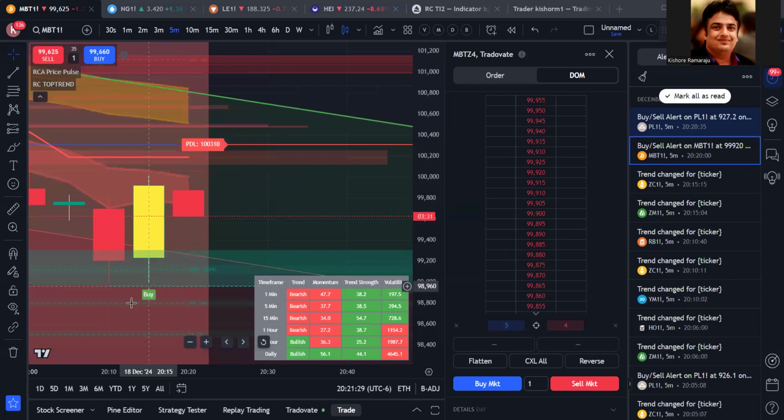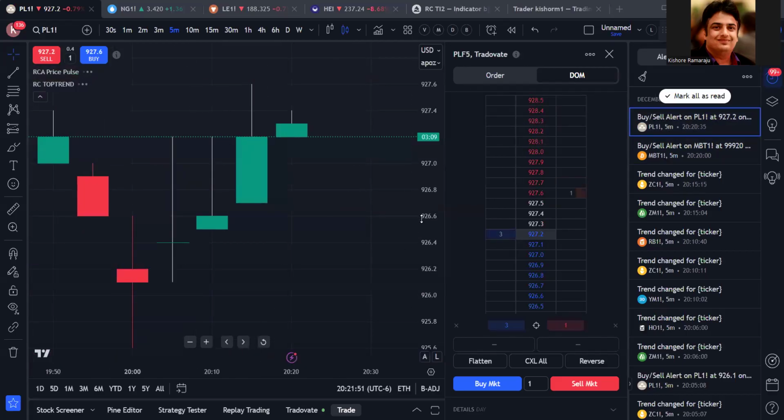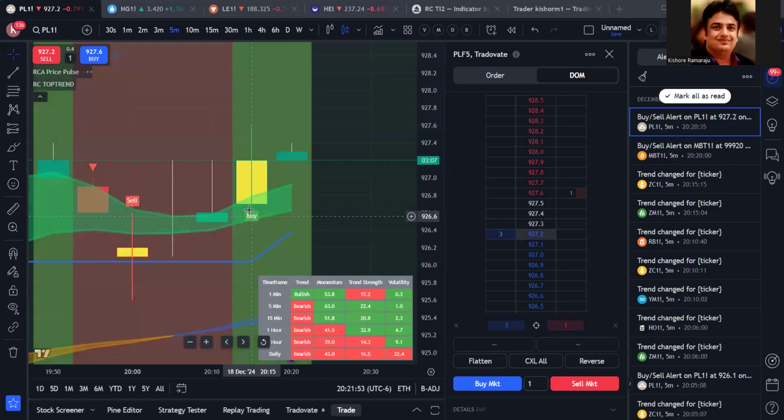So even though only one out of 10 is giving that it may go up, this one is telling down. This cloud is telling down. The background is telling down. The trend column is telling down. Momentum is telling down. So you just avoid it. So whenever you get a notification, you just go and check that condition. For example, now we got a buy signal.